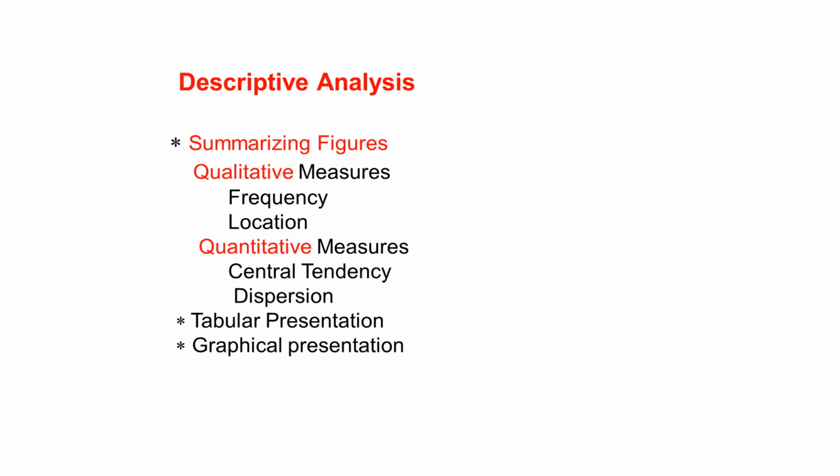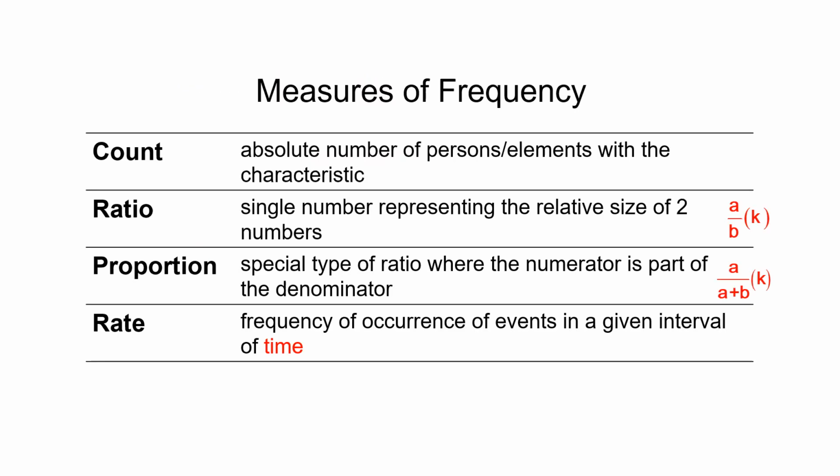The third type of describing and presenting data is through the use of summarizing figures, which can be qualitative or quantitative. Under qualitative, we have measures of frequency and location, and under quantitative, we have measures of central tendency and dispersion. Measures of frequency refer to counts, which can either be absolute or relative. Relative counts are your ratios, proportions, and rates. Counts and proportions are used to describe and summarize nominal and qualitative ordinal data.